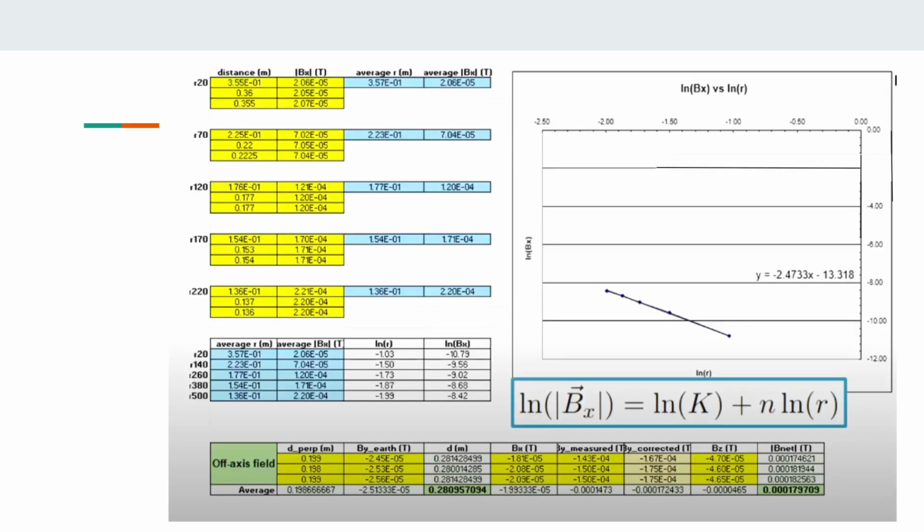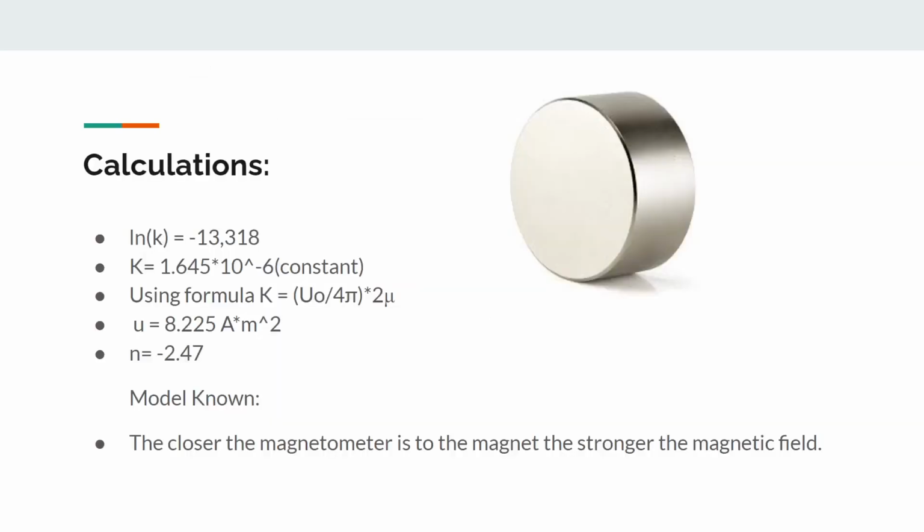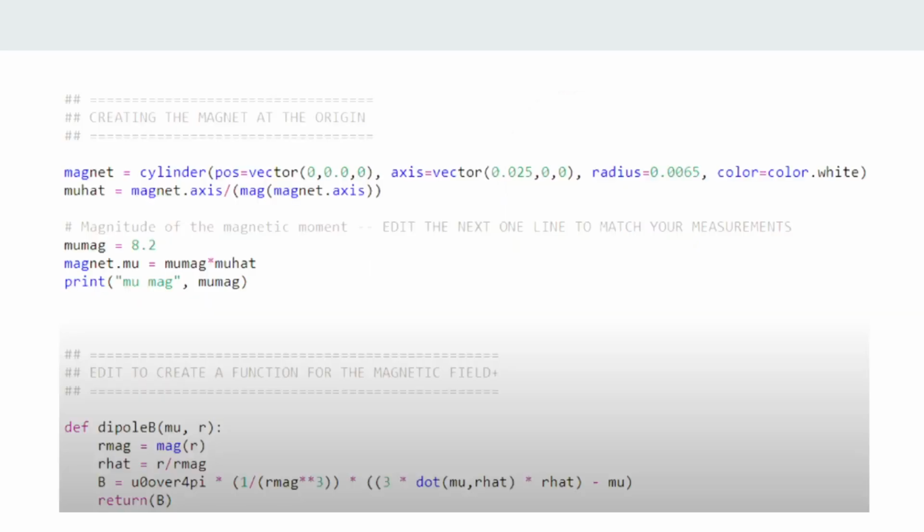So here's just a little graph of what it looked like for our results. And some calculations: ln of k, we got negative 13.318. For our k, we got 1.645 times 10 to the negative 6, that's just the constant, using that formula. And then we ended up with our mu as 8.225, and our n as negative 2.47. The model is that the closer the magnetometer is to the magnet, the stronger the magnetic field.